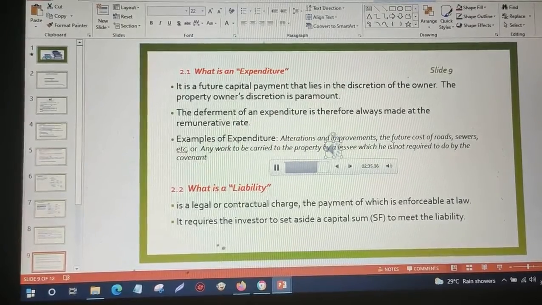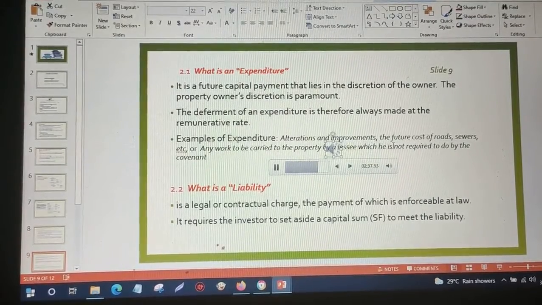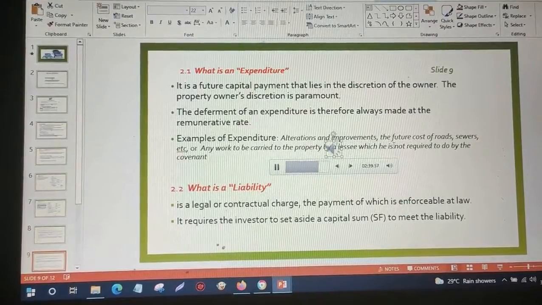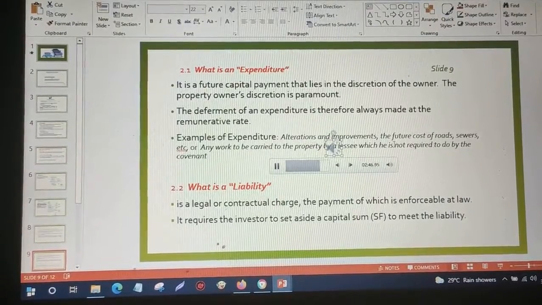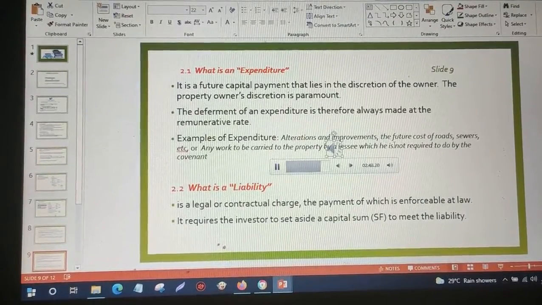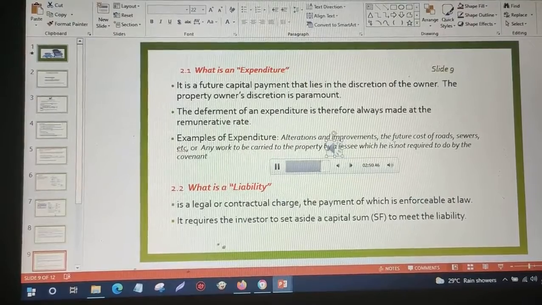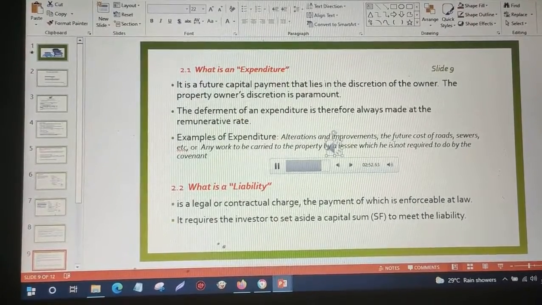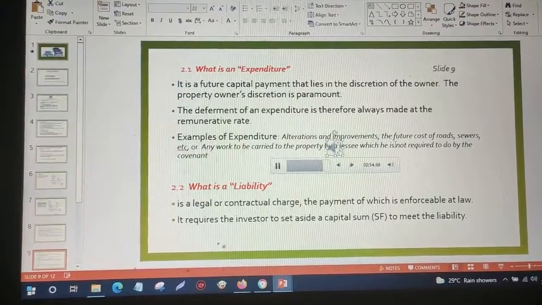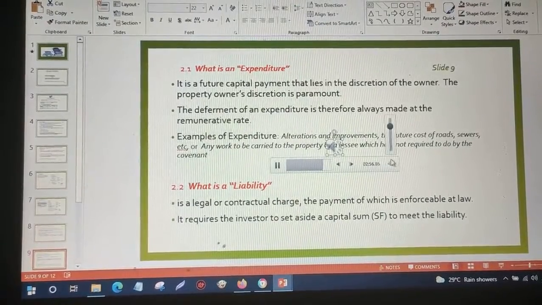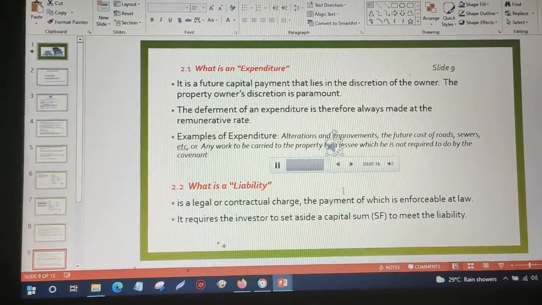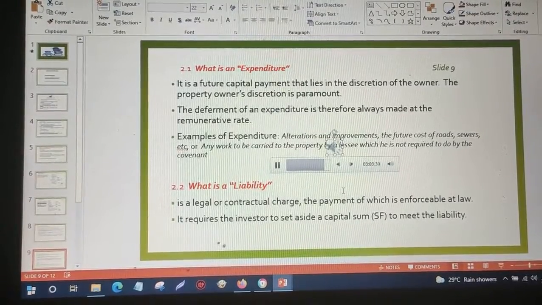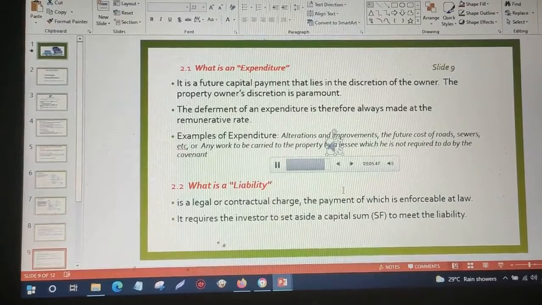Liability is a legal or contractual charge. It's under compulsion to do it. The payment is enforceable. If he refuses to do it, it is enforceable at law. So it has become a liability on him, for which he must set aside a sinking fund. It requires the investor to set aside a sinking fund to be able to meet this liability, because it's a must. He must do it, whether he likes it or not. It's compulsory. So he must do it.